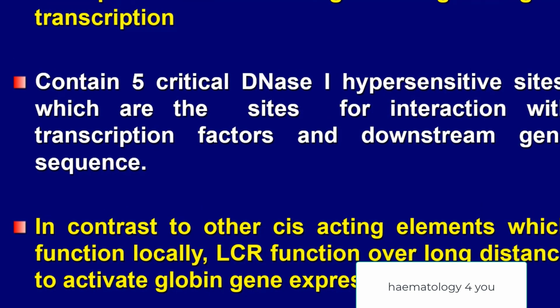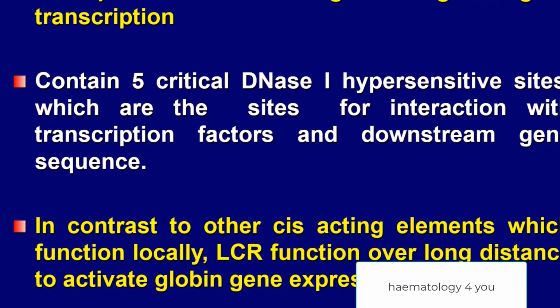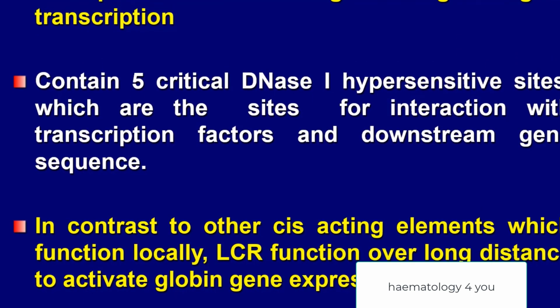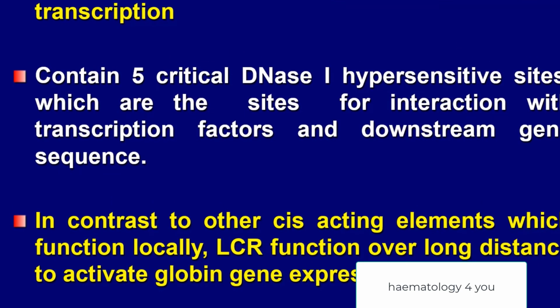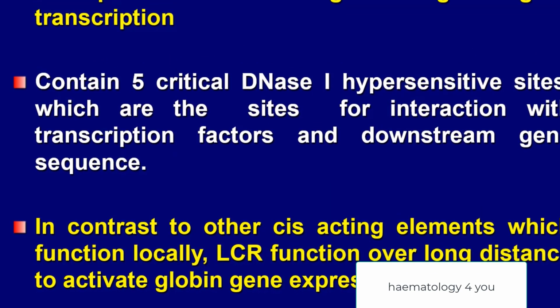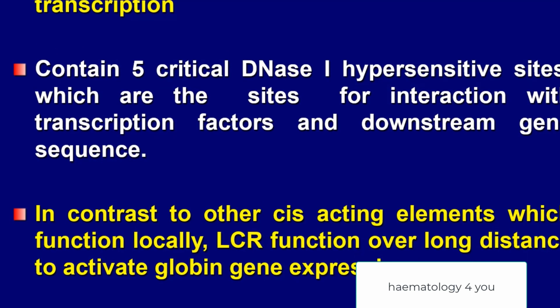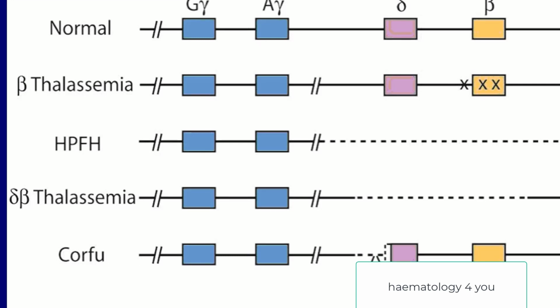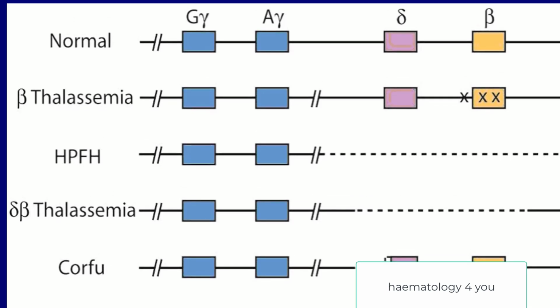Beta globin LCR is required for normal high level globin gene transcription. It contains 5 critical DNase 1 hypersensitivity sites, which are the sites for interaction with transcription factors and downstream gene sequence. In contrast to other cis-acting elements, which function locally, the LCR functions over long distance to activate globin gene expression. Intergenic sequence: this is the normal, the beta thalassemia and the HPFH and thalassemia conform.